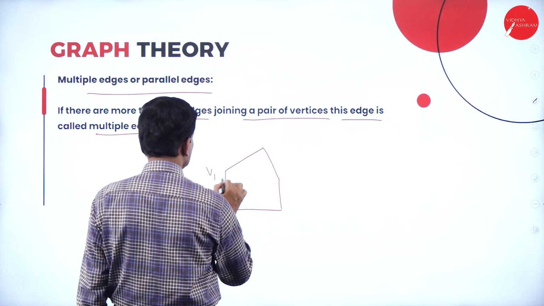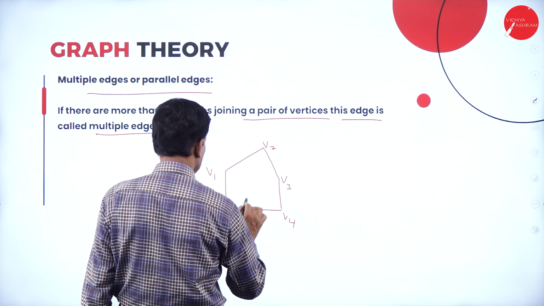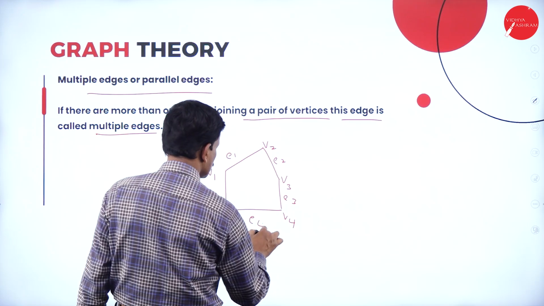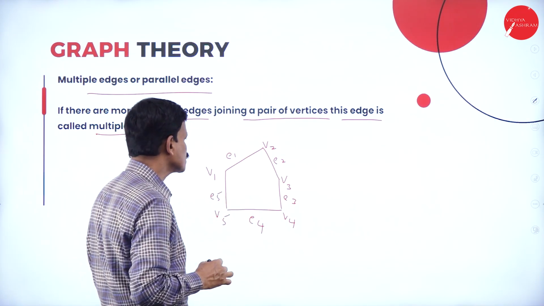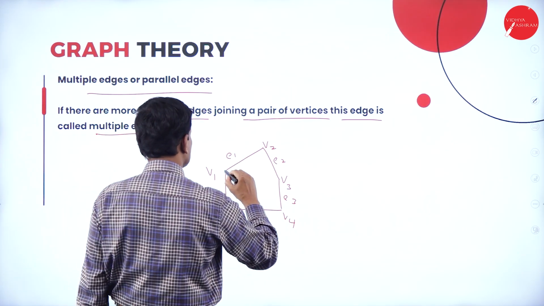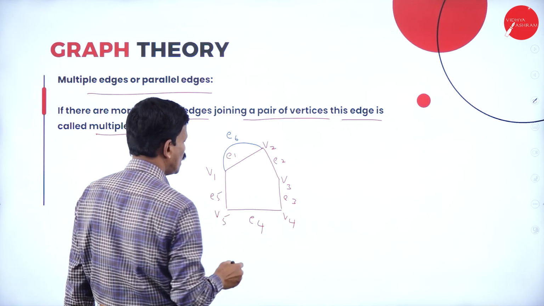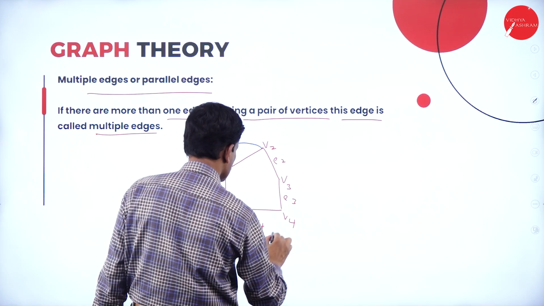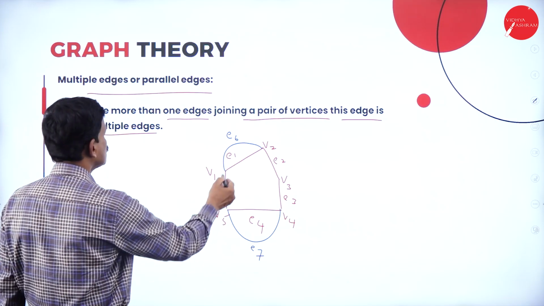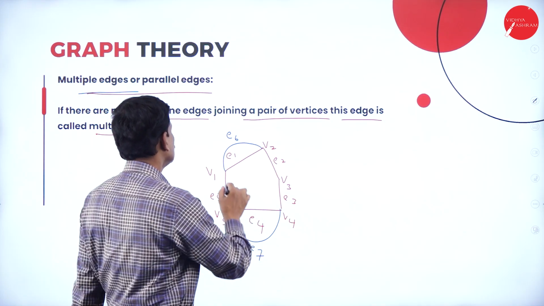So this is V1, V2, V3, V4 and V5. The edges E1, E2, E3, E4 and E5 are the edges. Right. Now if I join any two vertices, let me join these two by E6, and again join these two, that is E7. So these are called multiple edges.